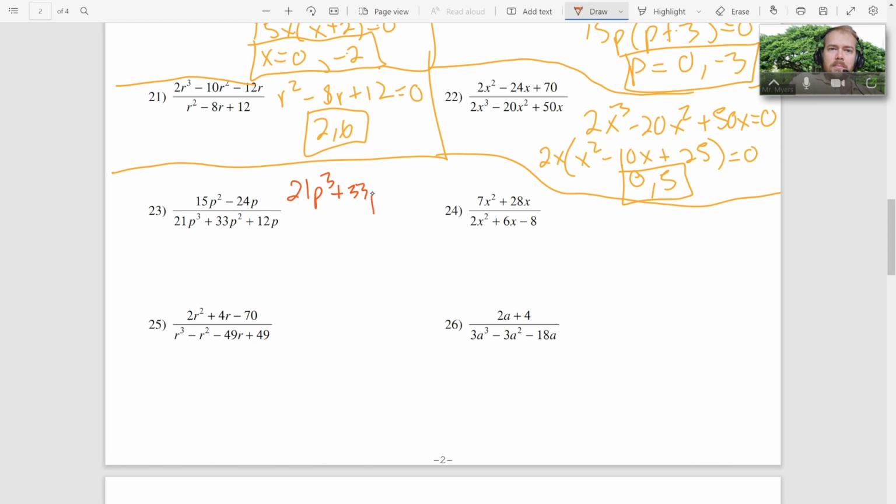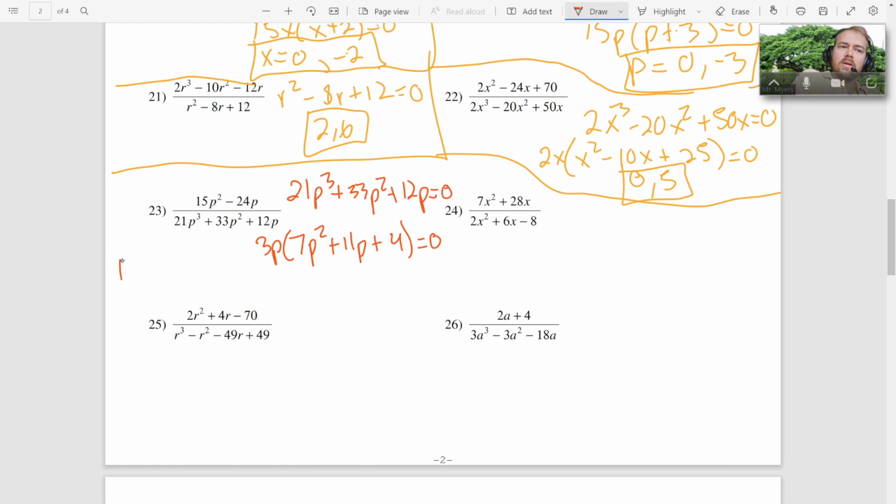Plus 33P2 plus 12P. So many P's. Let's see. 3P. Right, so 3P is the GCF. P2, ooh, this is not going to be a fun one. 11P, 4 equal to 0. This one I wouldn't recommend doing in your head, not until you get a lot of practice down. I could probably do this one in my head if I wanted to, but I'm not going to because I haven't done a factoring problem of this kind yet.